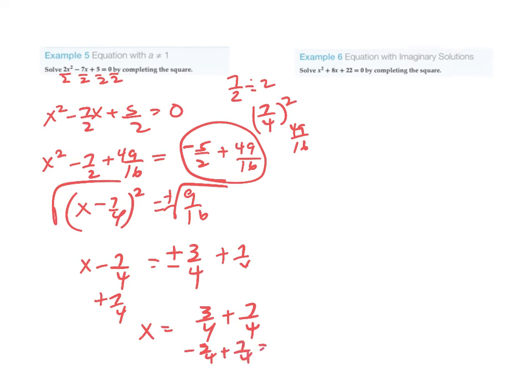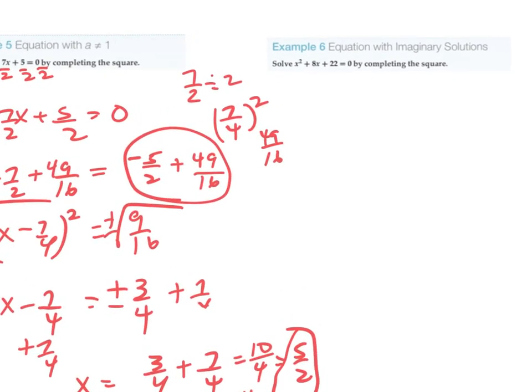And if you do the math, this one will be 4/4, which is really 1. And this one will be 10/4, which is really 5 halves. And so there's my two answers for this problem. All right, let's look at the next one where we get answers that are a little imaginary.